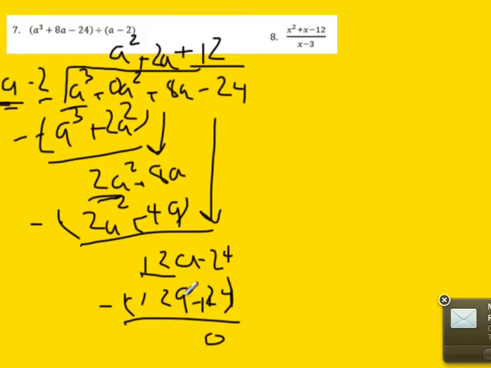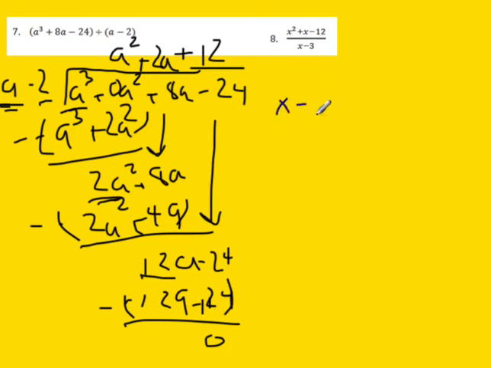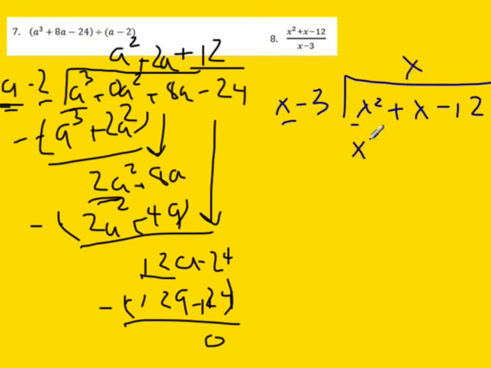Alrighty, so next let's take a look at number 8. So for number 8 we have x minus 3 over here, and then underneath we have x squared plus x minus 12. So now I need to figure out what I need to multiply x by to get to x squared, and that's just x. So then when I multiply each of those by x, I get x squared minus 3x.